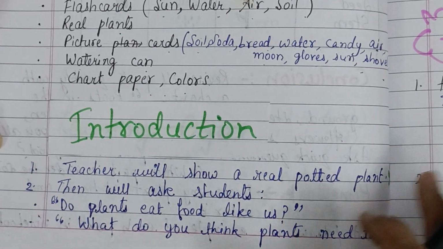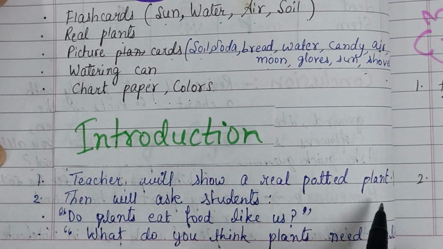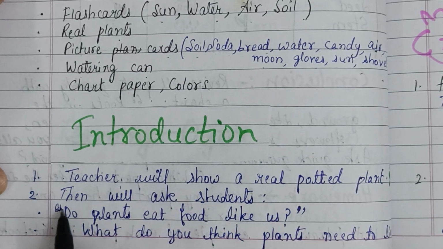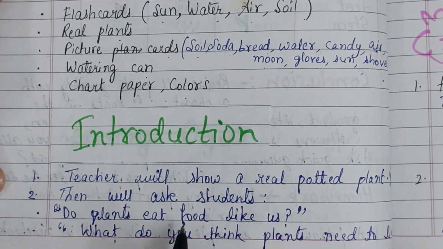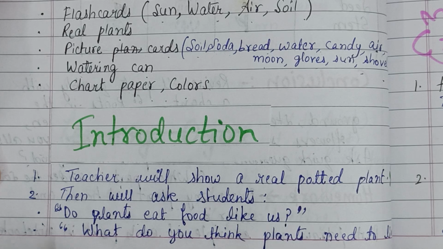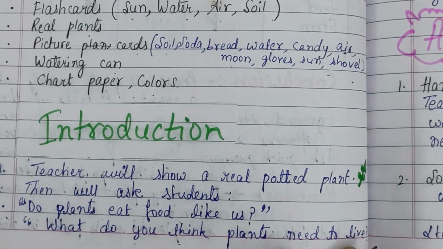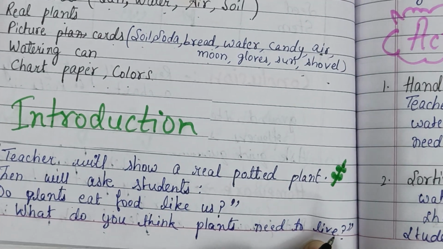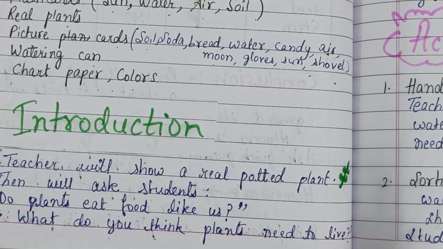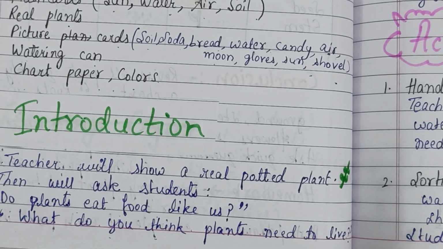Introduction. So first teacher will show a real potted plant. Then you can ask students, do plants eat food like us? What do you think plants need to live? So these are the questions. You can introduce the topic like this.